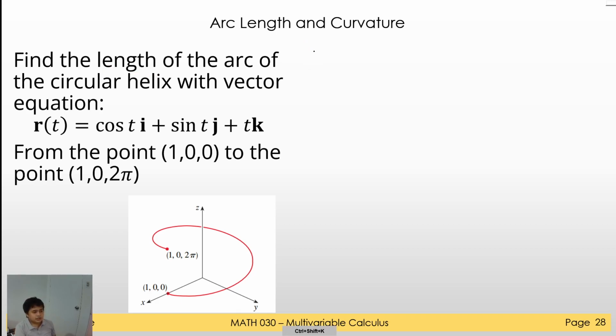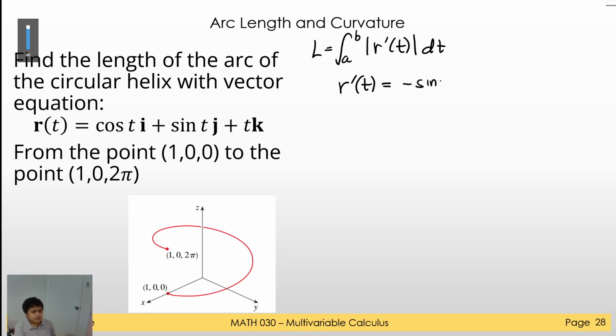So the length of the arc is equal to the definite integral from a to b of the length of r prime of t. So we want to first find the first derivative of r. The first derivative of r will be equal to negative sine t i hat, actually this should be a vector, plus cosine t j hat, plus, the derivative of t is 1, so we have only k. All right, so what's next?